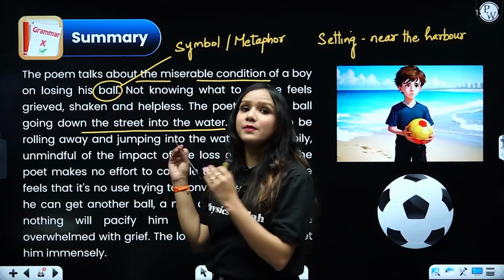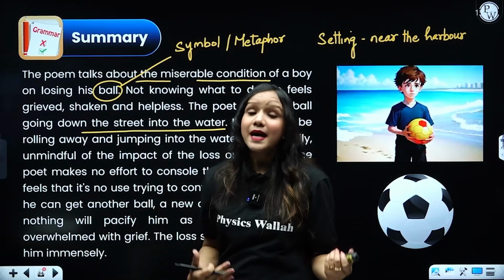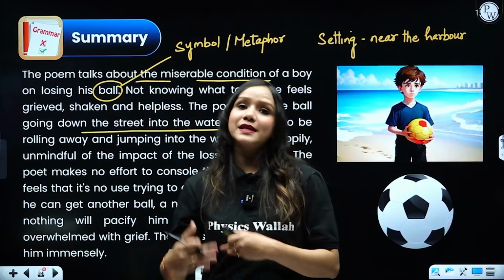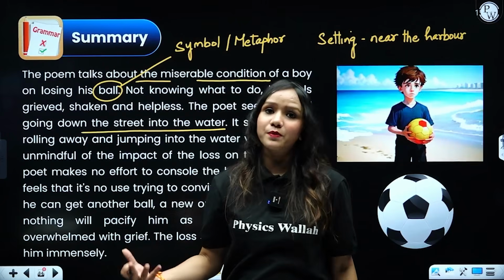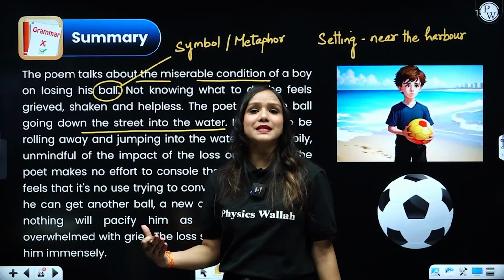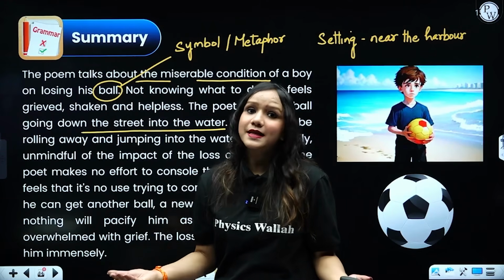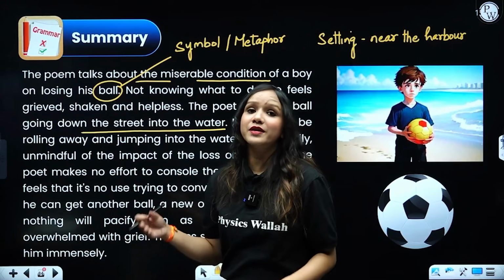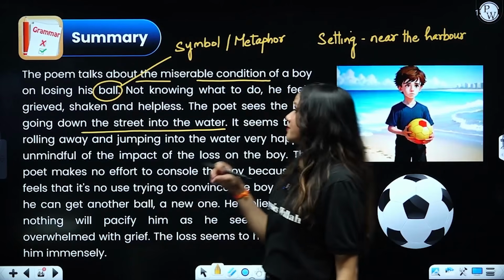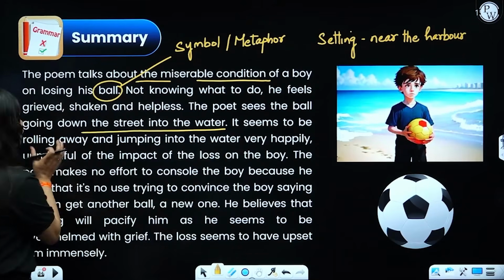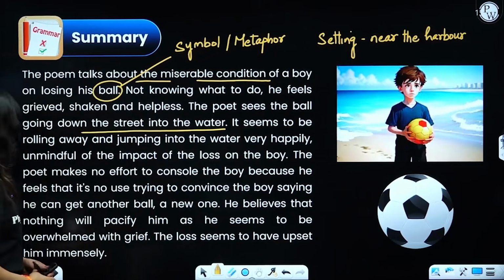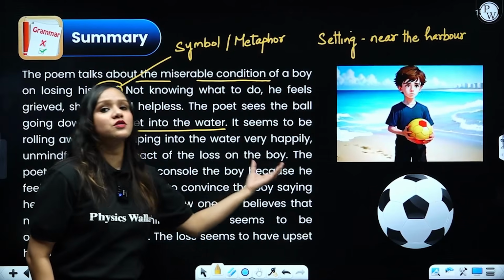So what we come to know, wow, is how the story opens up, and the setting is near a harbor where a boy is playing with his ball, and suddenly his ball keeps rolling and reaches near the harbor and suddenly goes into the water body. So very helplessly, he keeps watching his ball going down into the water body from where it cannot be retrieved, right? So what happens then? Let's read that. It seems to be rolling away and jumping into the water very happily, unmindful of the impact of the loss on the boy.